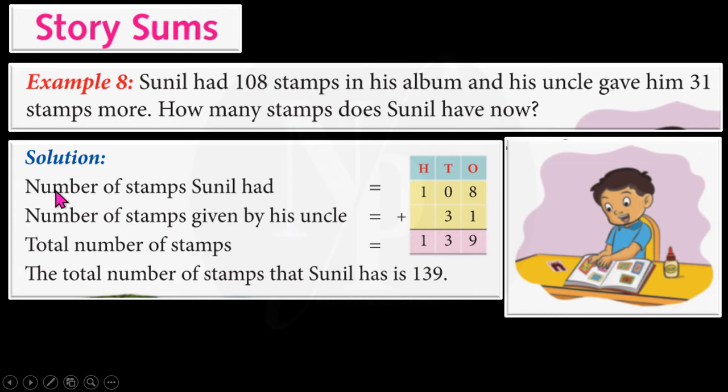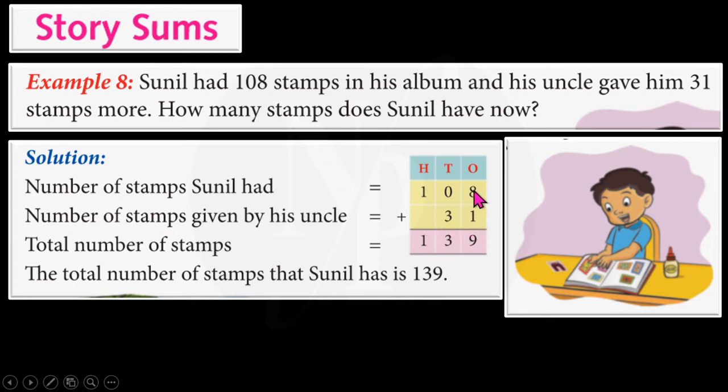Solution: Number of stamps Sunil had is equal to 108. So how many stamps did Sunil have at first? 108 stamps. Number of stamps given by his uncle is equal to 31. 31 stamps the uncle gives. So to find a total number of stamps he is having with him, we should add these two numbers. So we should add. We'll put a plus symbol here to indicate we are adding these two numbers. So after adding, what do we get?